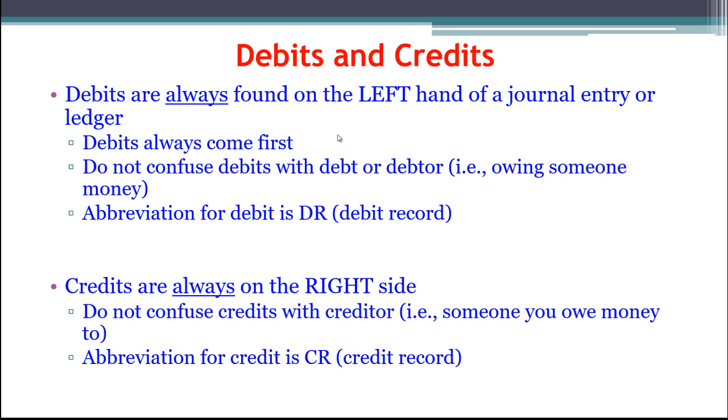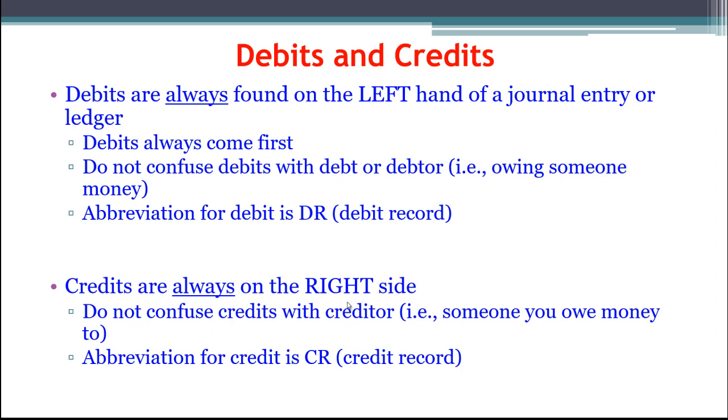In the next slide, we're going to see a journal entry, but what I want to do first is talk about some rules. No matter what account it is, debits are always going to be found on the left-hand side of a journal entry or even on the ledger, the T account. Debits always come first. Now, the other thing I want to point out is debits don't necessarily mean debt or debtor. I know the word is very similar. They share a Latin root, but debit is just the term for what we're doing to the account. The abbreviation for debit is DR, debit record.